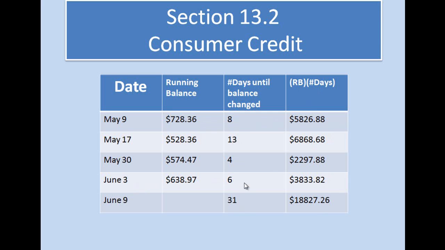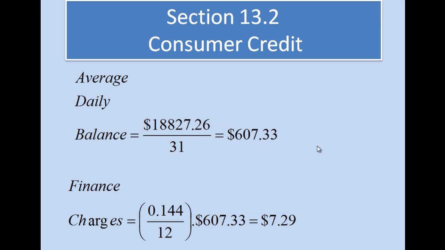Okay, after that, in order to find the average daily balance, you divide the last column by 31, and this is the average daily balance. In order to find the finance charge, you multiply the average daily balance by the rate divided by 12 because it's monthly. And finally, the finance charge is $7.29.